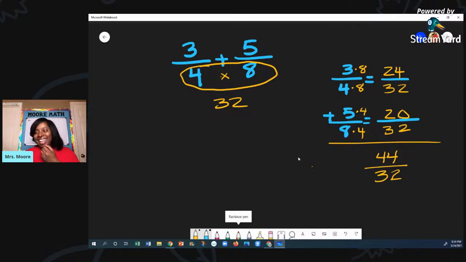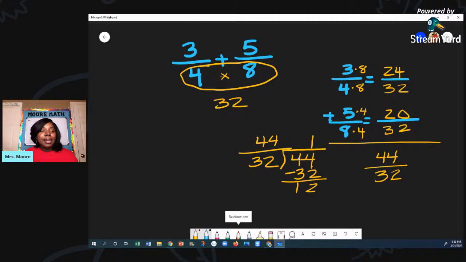Okay. 44 over 32. How do we find that mixed number? Well, we put the numerator in the house. This is what I teach my students. You put this numerator and we call this a house. Okay? 32 goes into 44 one time. Okay, we got some long division here. And I take my remainder and I make it into a fraction, 12 over 32.